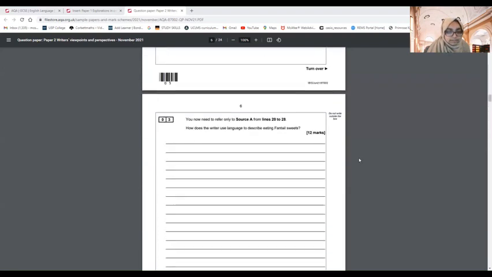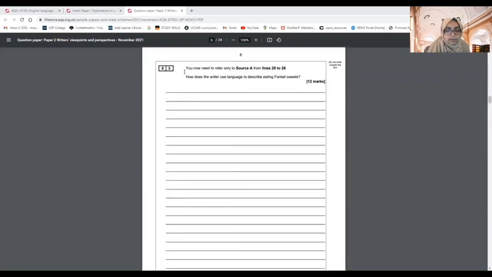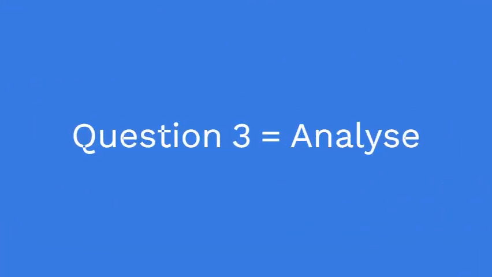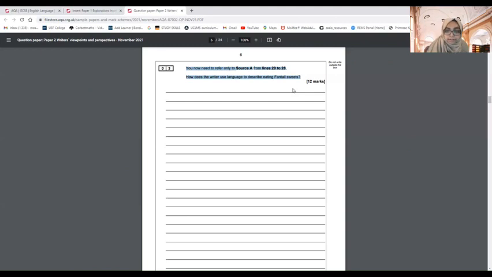So question 3. Question 3 is essentially the same as your question 2 for English language paper 1, but this is 12 marks. So this is an extra 4 marks. So I recommend doing 3 PAL paragraphs, 4 here.